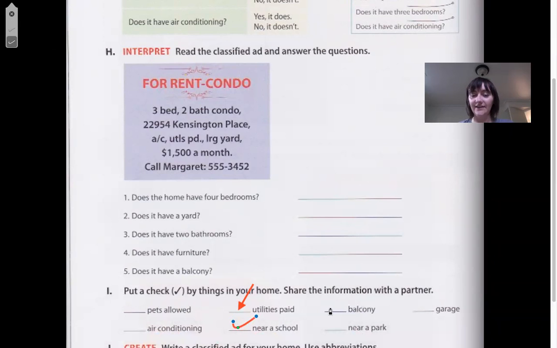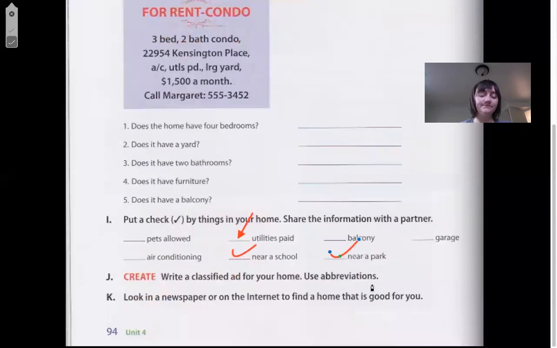Do I have a balcony? No, I live in a basement, so I don't have that. Near a park. I live near a park, so I'm going to put whoop. Next one is garage. I do not have a garage. Nope.